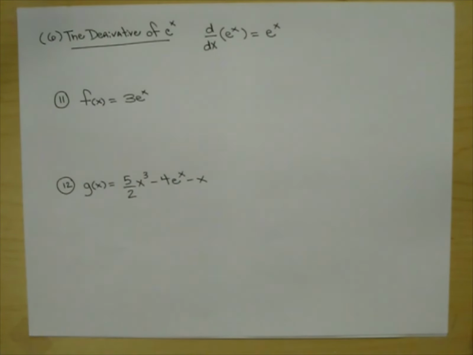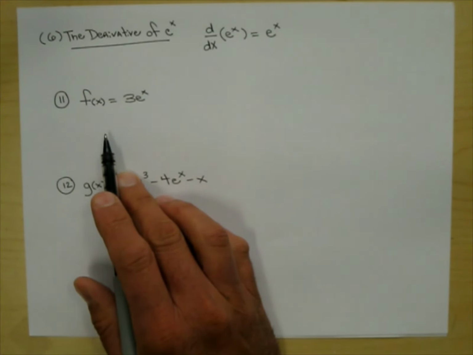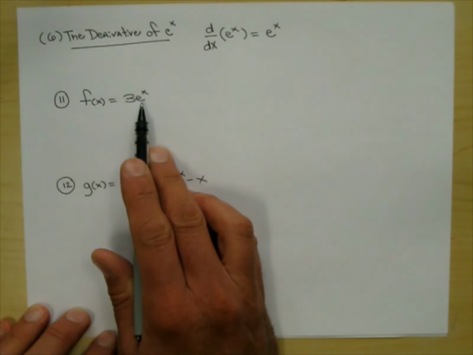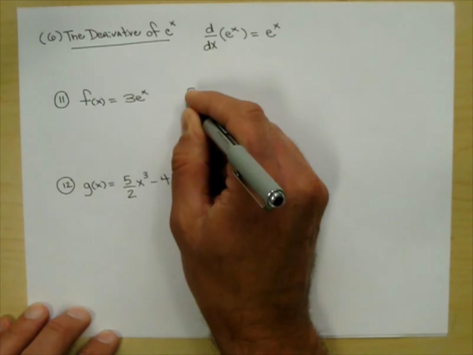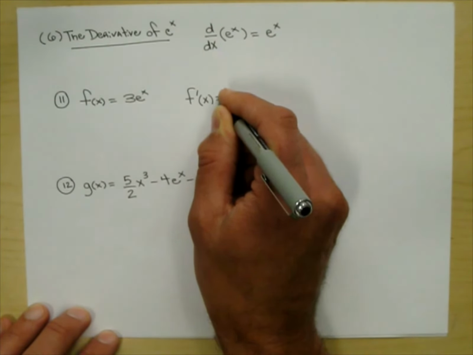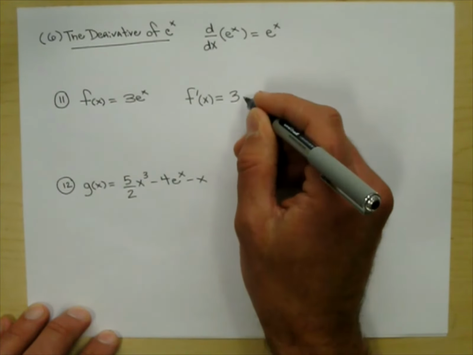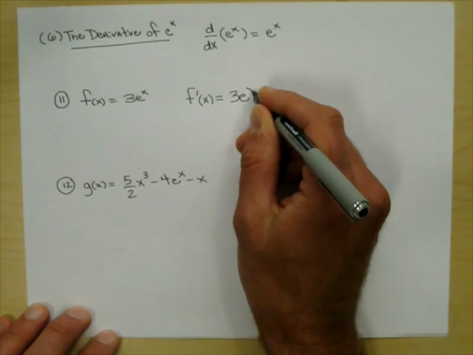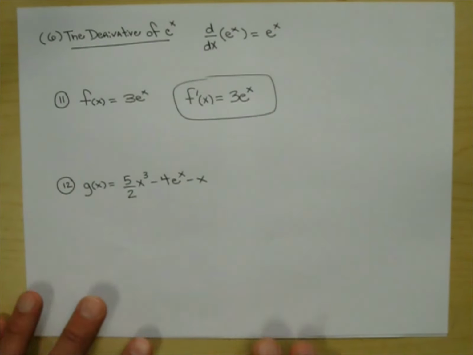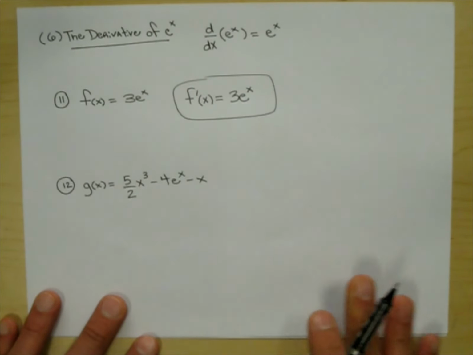So let's take a look at some problems here. Problem number 11 says f of x equals 3e to the x. So look, f prime of x is the constant multiple rule mixed with the last rule. It's 3e to the x. So there's the derivative. And we can box the whole thing, or we could just box 3e to the x.